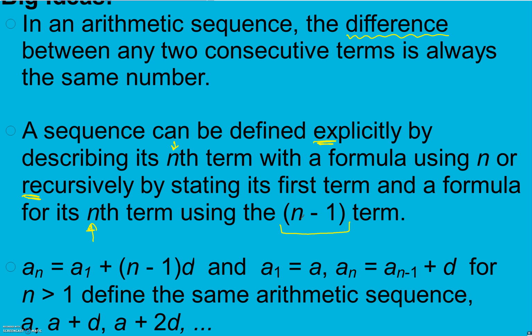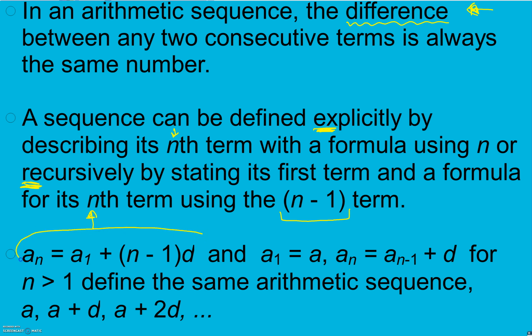Here are the equations. This is our explicit formula. We have exactly one equation. The amount of any number term is our first term, plus we take n minus 1 times our common difference. So if we want the 12th term, we take 12 minus 1, so 11 times d, our common difference. That's our change every time, right here.